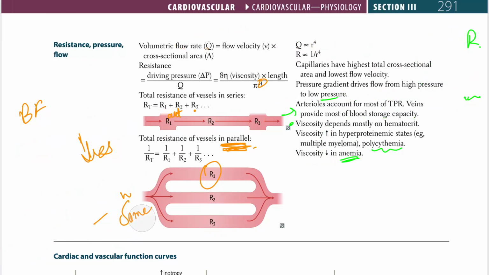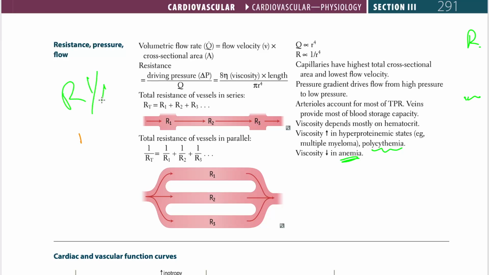Just to review, all you gotta know is one high yield point: resistance is inversely proportional to the radius. Arterioles account for the TPR. Veins account for the storage capacity, the capacitance vessels, right? And that's pretty much all.